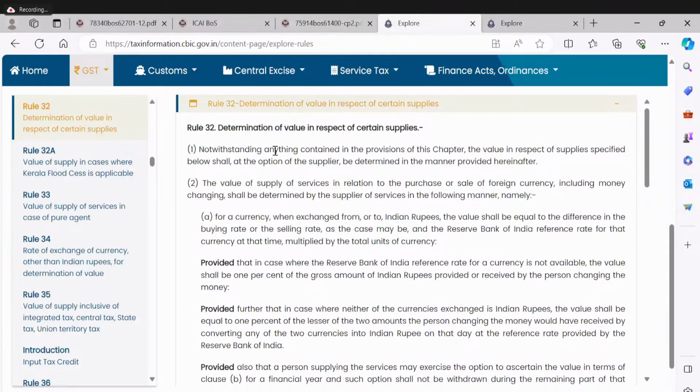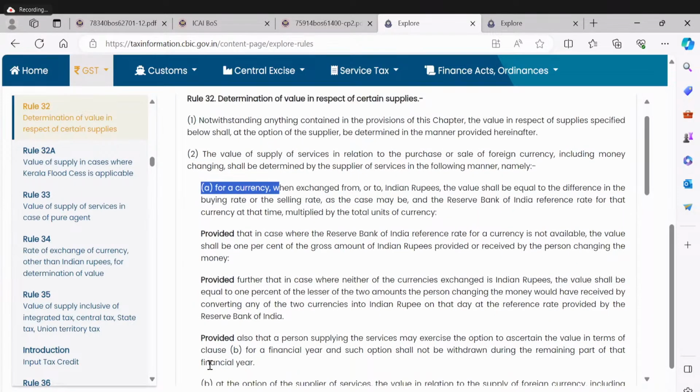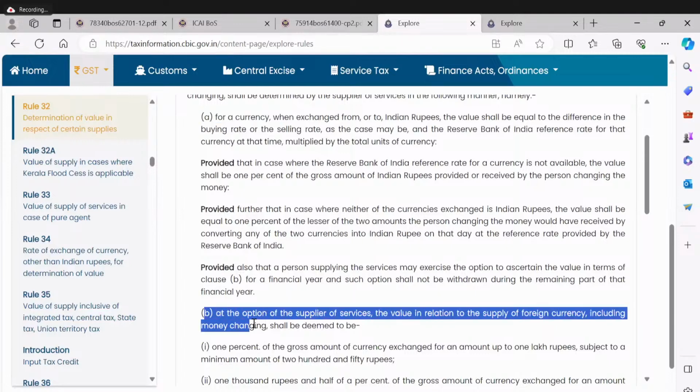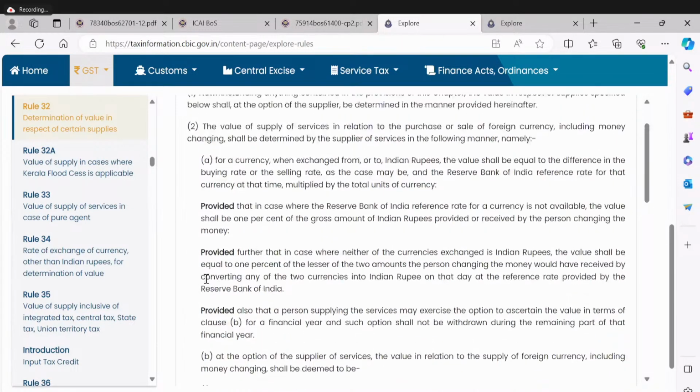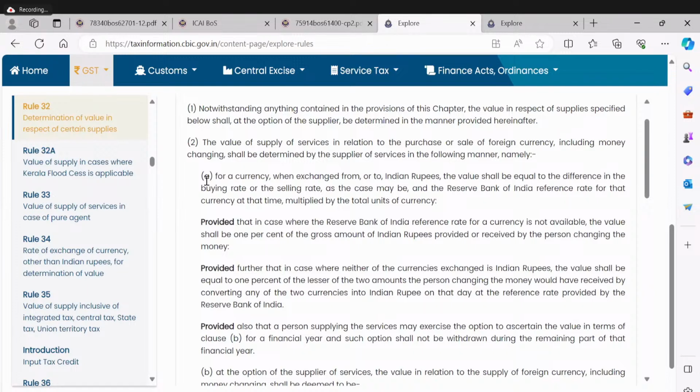This is the relevant provision, that is Rule 32. Now, in fact, the question itself provides that you have to determine the value of this service as per Rule 32, Sub Rule 2, Clause A. In fact, the value of supply of services of purchase and sale of foreign currency can be determined by virtue of Clause A or by Clause B also. But in this case, since it has been expressly provided that we have to determine the value as per Clause A, we have to go to Clause A only. Otherwise, it is at the discretion of the supplier, whichever of these two provisions is more beneficial to him, he can go for that.